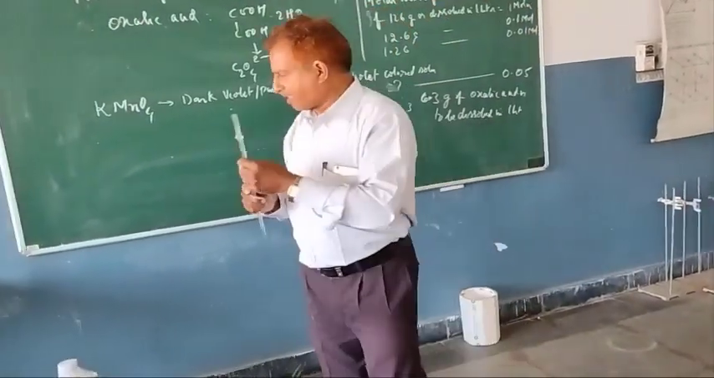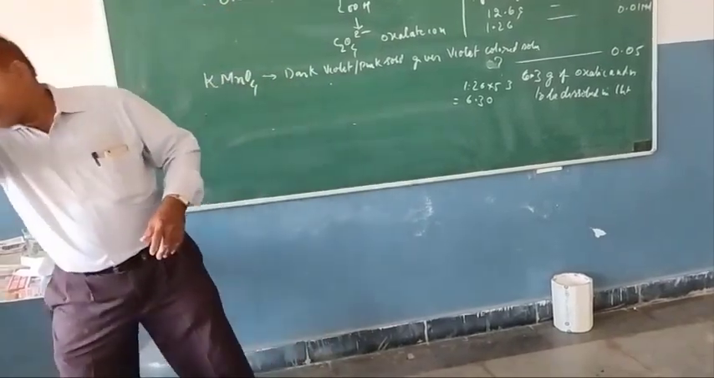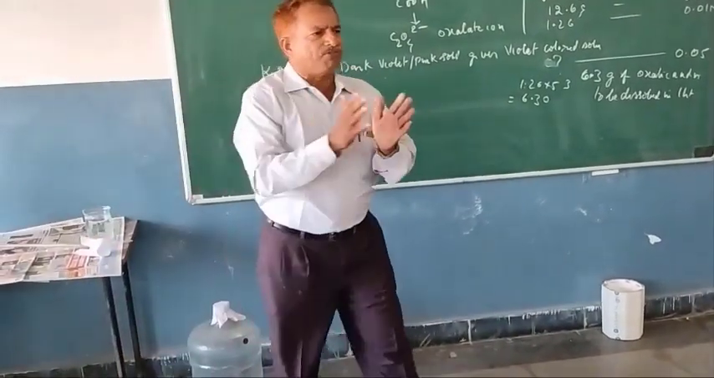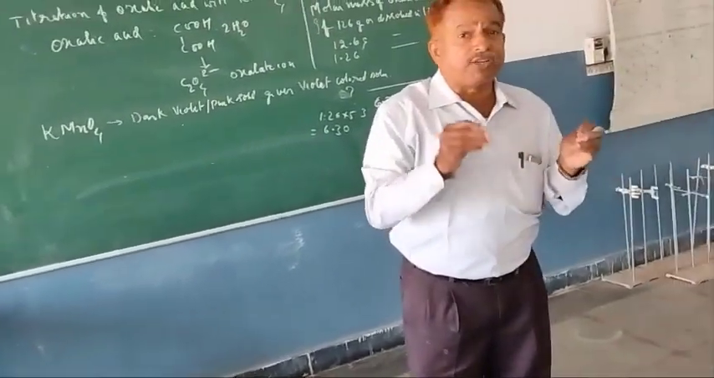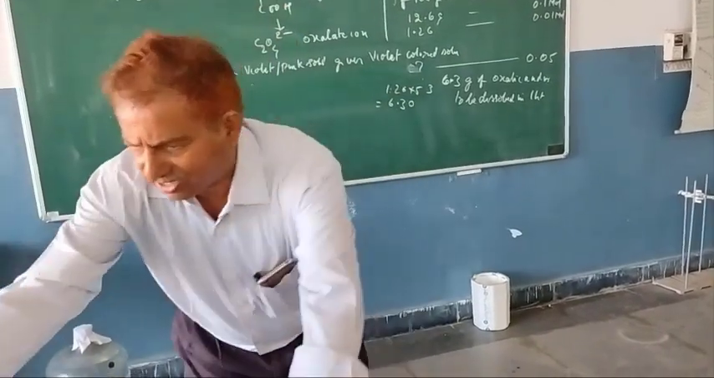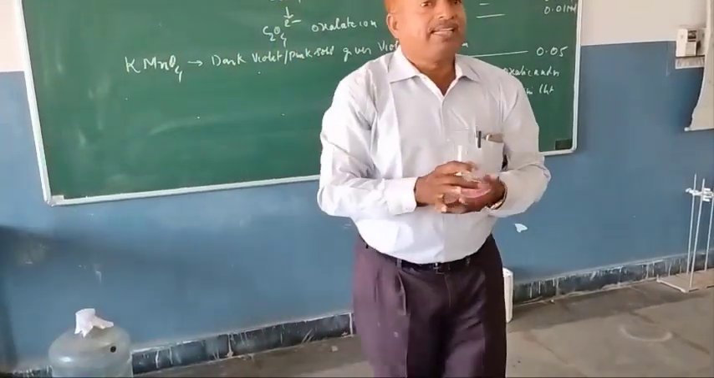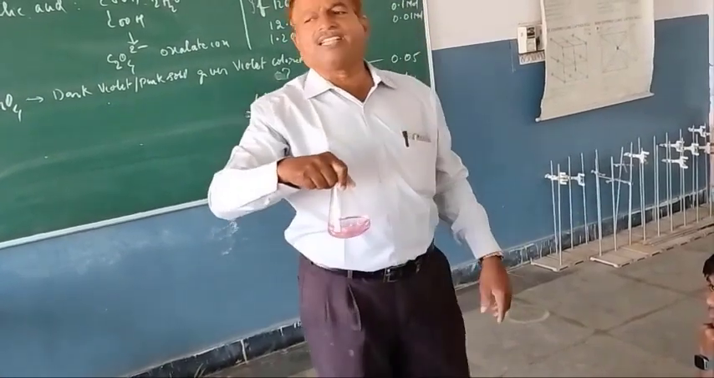We take this oxalic acid, 20 ml of oxalic acid in a conical flask. Add 1 test tube full of dilute sulfuric acid. Then heat it over the flame till it reaches 60 to 70 degrees centigrade.